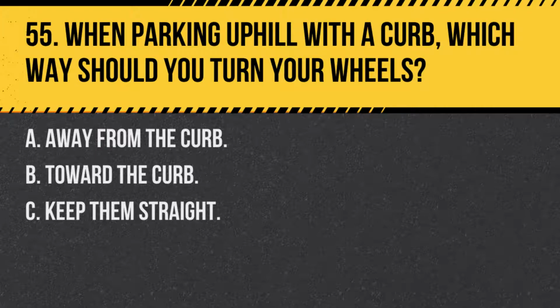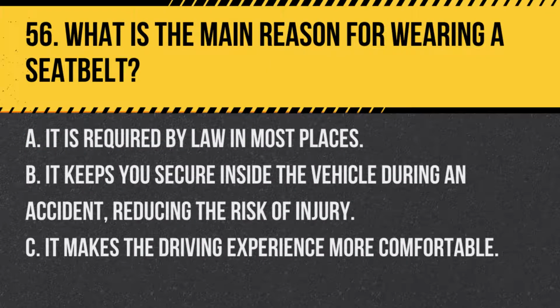Answer. A. Away from the curb. This prevents the car from rolling into traffic if the brakes fail. Question 56. What is the main reason for wearing a seatbelt? A. It is required by law in most places. B. It keeps you secure inside the vehicle during an accident, reducing the risk of injury. C. It makes the driving experience more comfortable.